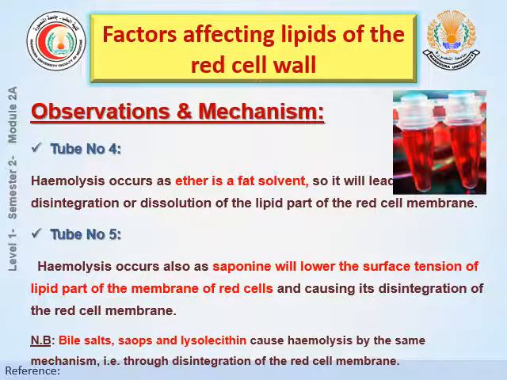Observation and mechanism: hemolysis occurs in tube number 4, as ether is a fat solvent, so it will dissolve the cell membrane. Tube number 5, hemolysis occurs also as saponin will lower the surface tension of the lipid part of the membrane of the red cell and cause its disintegration. Bile salts cause hemolysis by the same mechanism through disintegration.